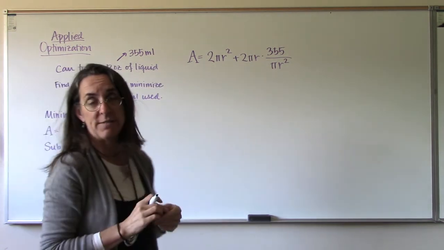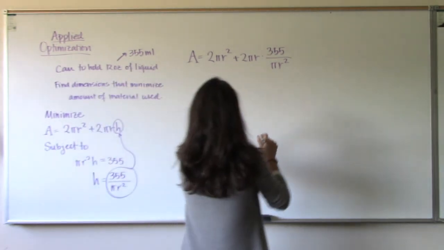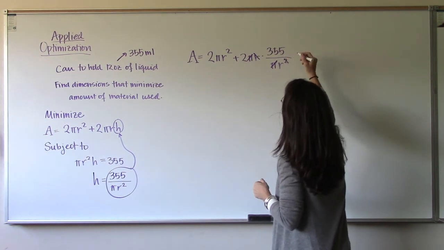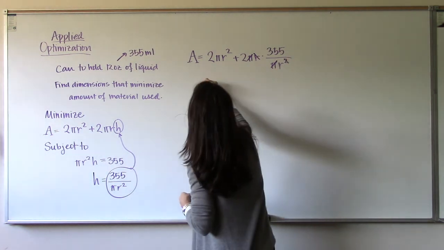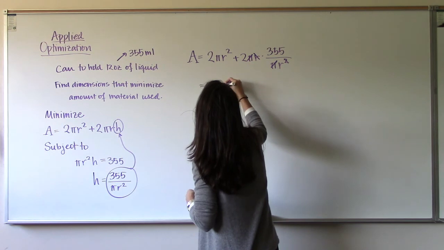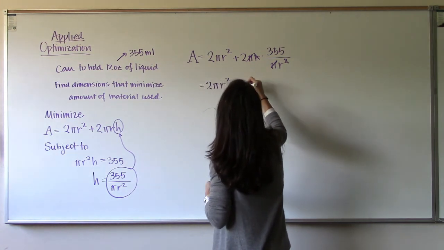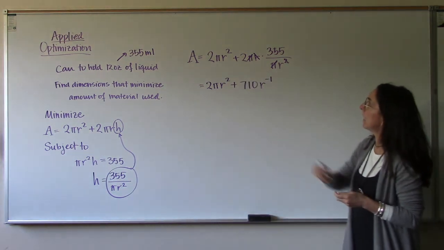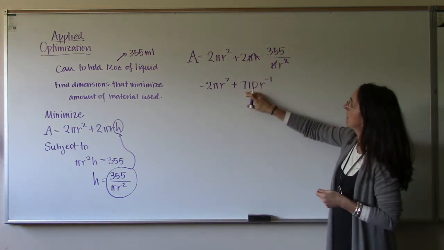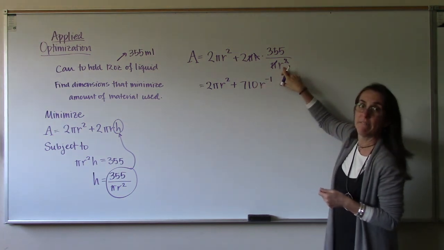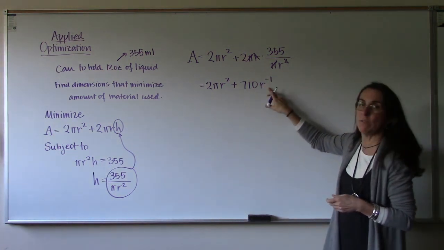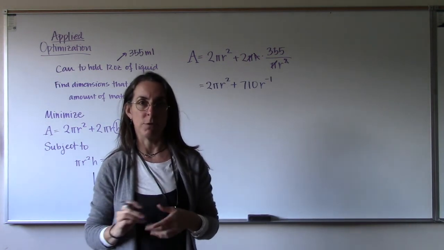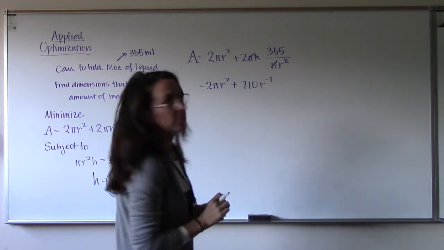Before I take the derivative, I want to clean this up if I can. I can cancel this pi, and I can cancel that R with one of those R's. And so I'll write this like this. Because 2 times 355 is 710, and this R that we still have in the denominator, I moved up to the top and put a power of -1 on it because I'm just going to use the power rule to find the derivative.